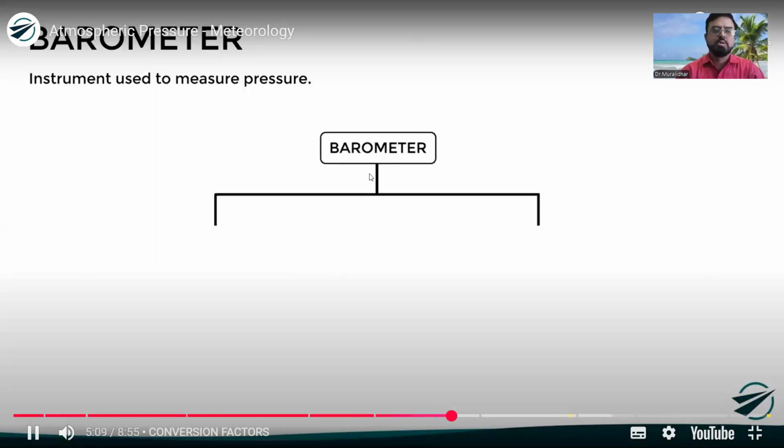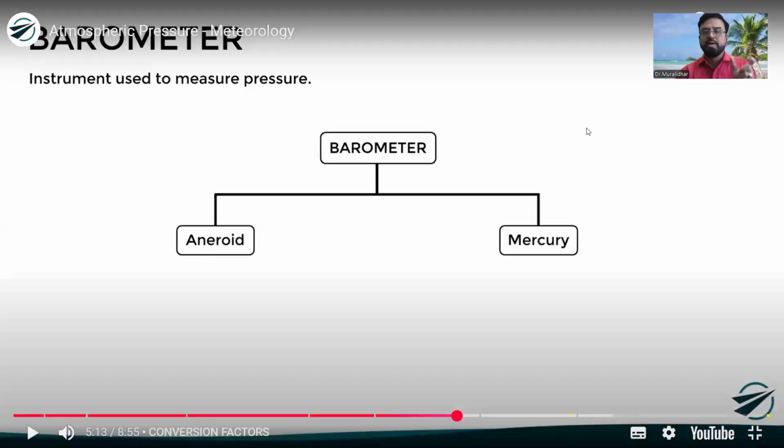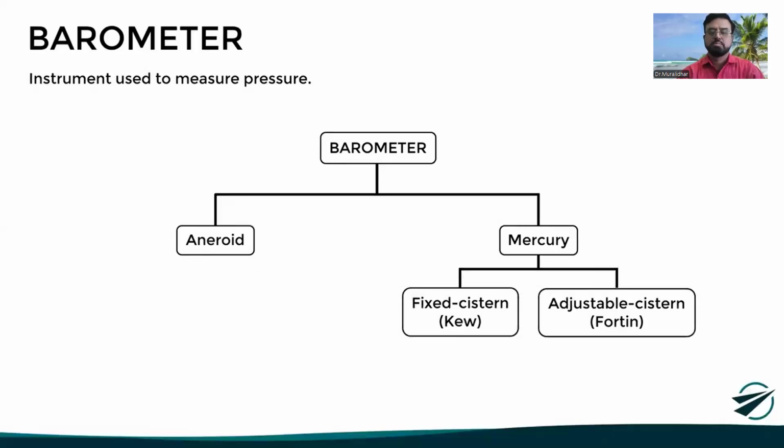However, there are different types of barometers. In fact, we can classify them into two main types, the aneroid barometer and the mercury barometer. The mercury barometer is further subdivided into the fixed cistern or Kew barometer and the adjustable cistern or Fortin barometer.